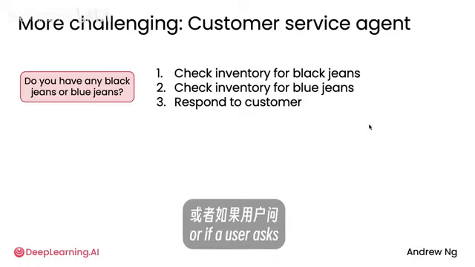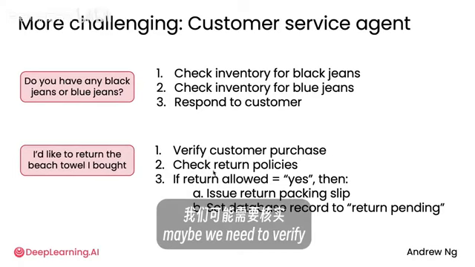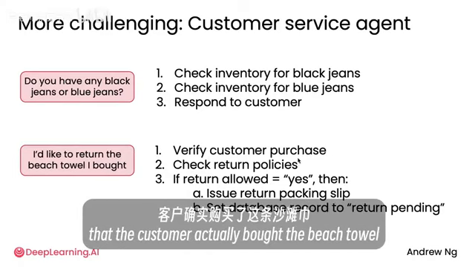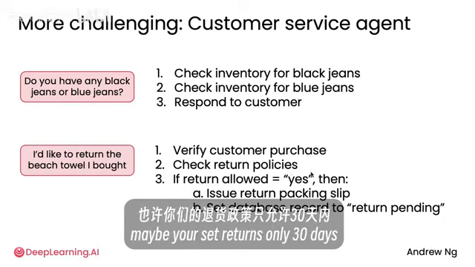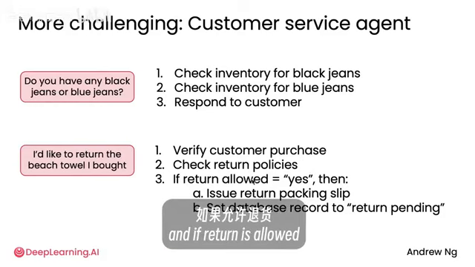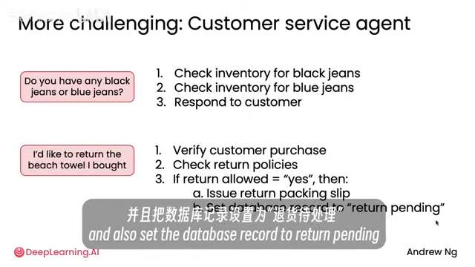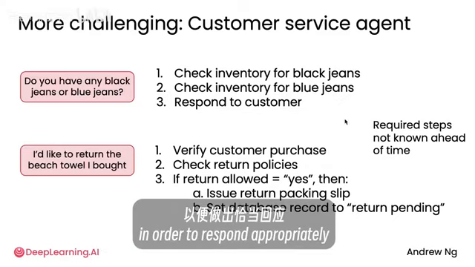Or if a user asks, I'd like to return the beach towel I bought, then to answer this, maybe we need to verify that the customer actually bought the beach towel, and then double check the return policy. Maybe your site allows returns only within 30 days of the date of purchase, and only if the towel is unused. And if return is allowed, then have the agent issue a return packing slip, and also set the database record to return pending. So in this example, if the required steps to process the customer request are not known ahead of time, then it results in a more challenging process where the LLM-based application has to decide for itself that these are the 3 steps needed in order to respond appropriately to this task.